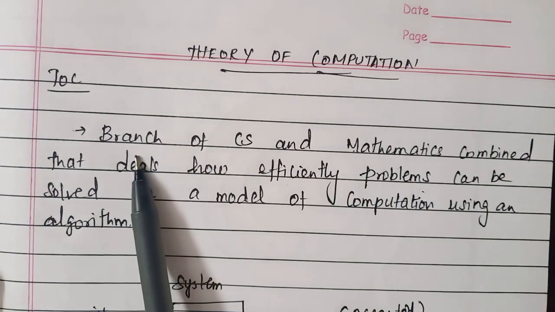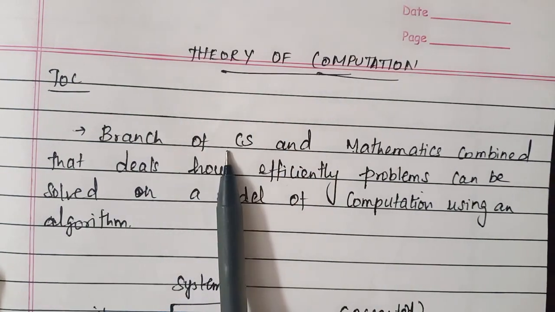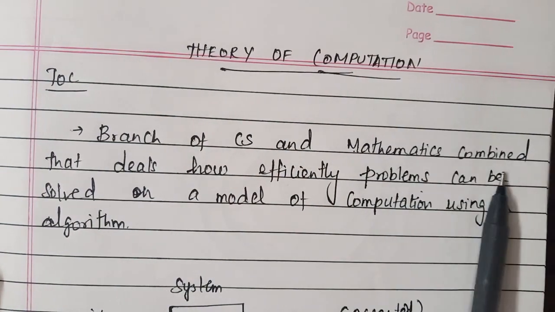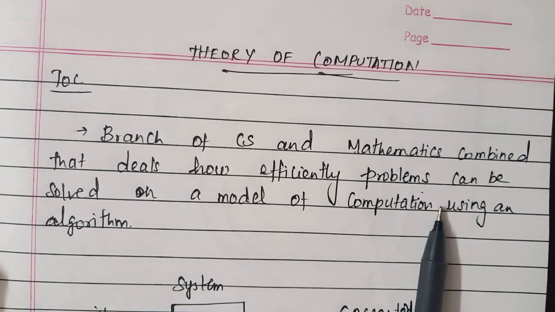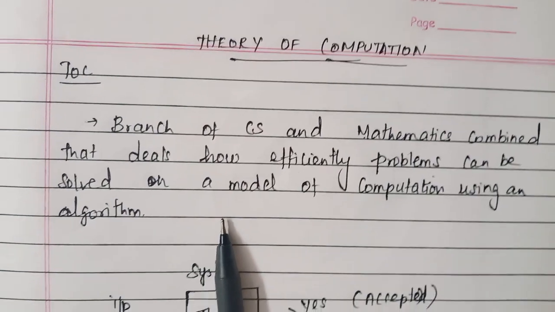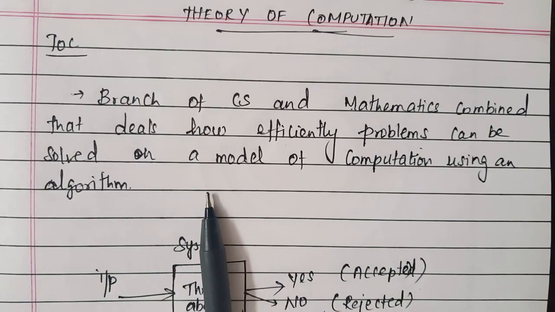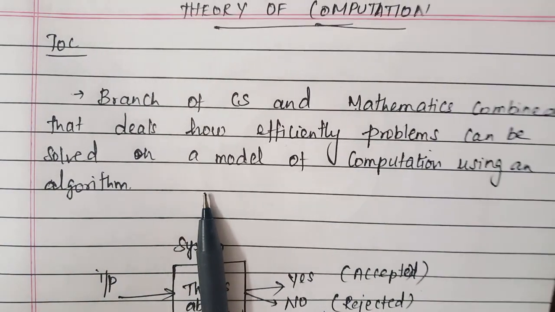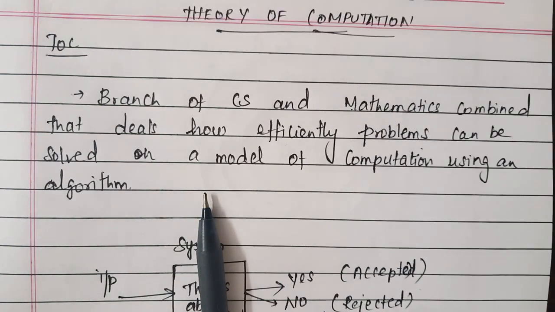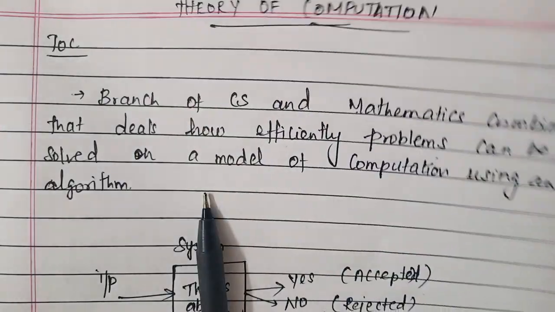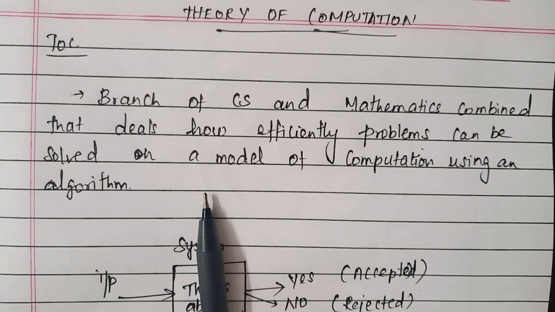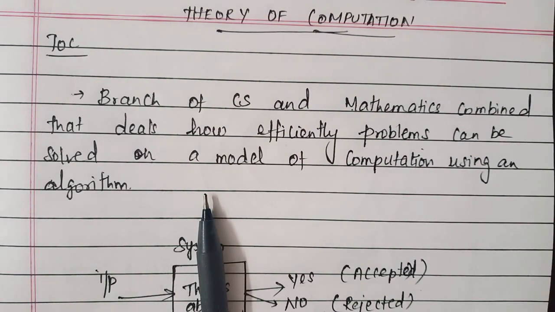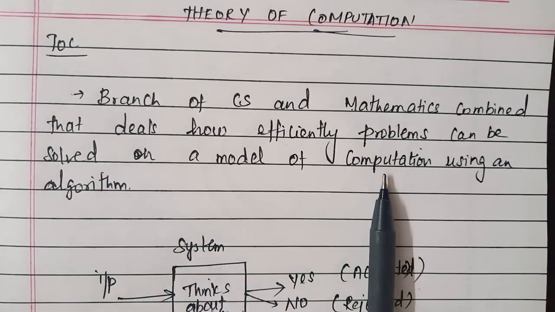TOC, theory of computation, is a branch of computer science and mathematics combined that deals with how efficiently problems can be solved on a model of computation using an algorithm. What they are telling us is that it is a combination of computer science and mathematics to solve a certain problem, and how efficiently a particular problem can be solved and give you a solution.